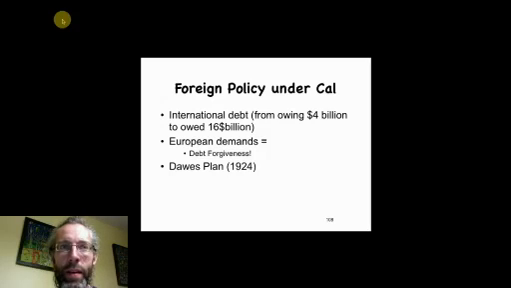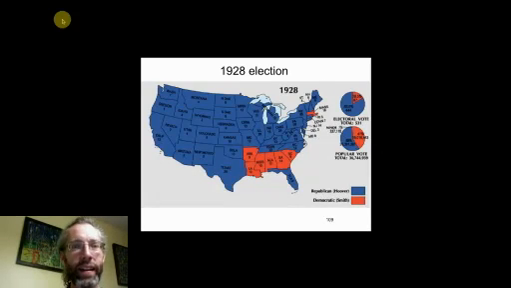As a final thing I'll mention too in foreign policy, Central America, the U.S. Army will occupy the Dominican Republic, it will occupy Haiti, and will occupy Mexico. I say Army, some of that may have been the Navy as well, but you get the point. Finally, the last thing to talk about is the election of 1928.